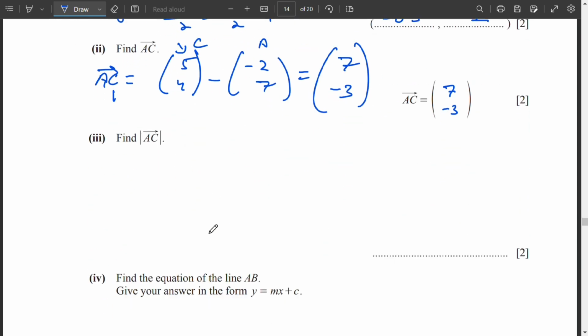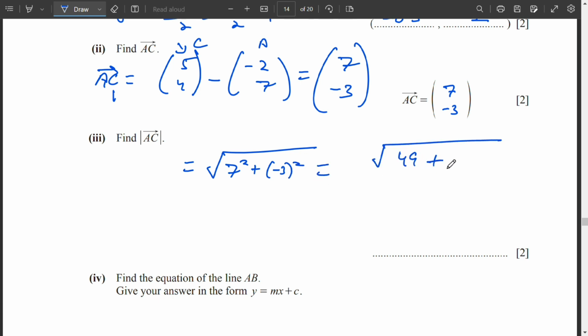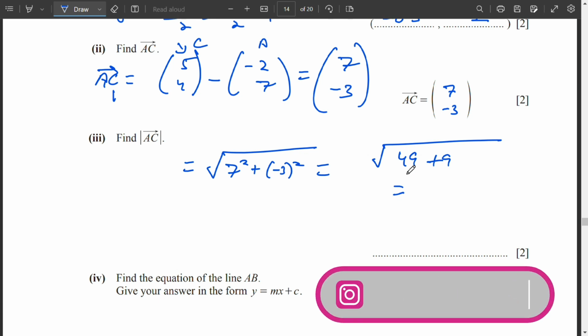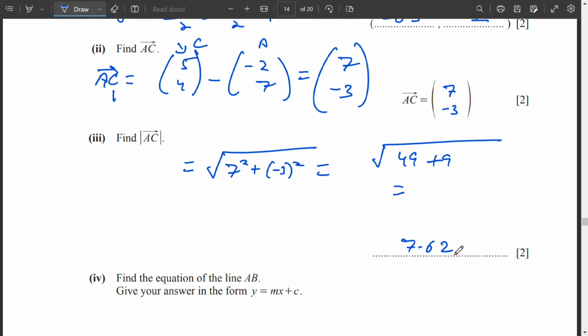Now modulus. We know that the modulus of AC will be under root of 7 square plus minus 3 square. This is under root of 49 plus 9. What is 49 plus 9? It is actually 58, so under root of 58. That gives you 7.625. So you can round it off to 7.62.